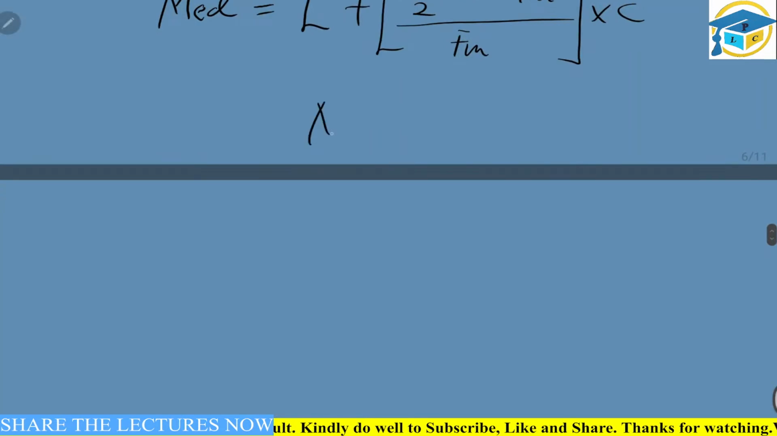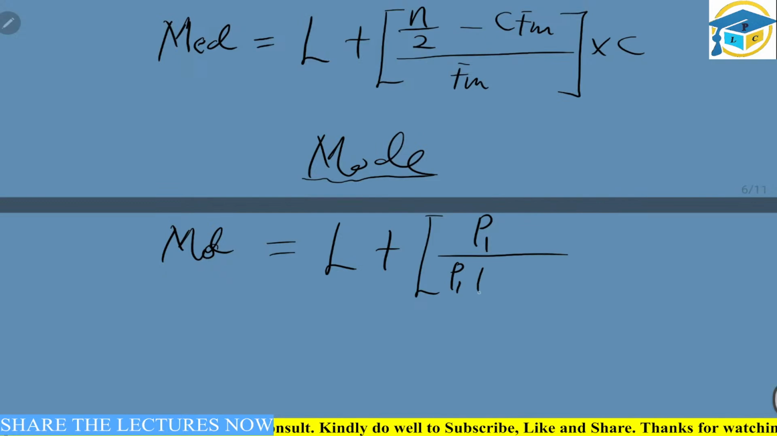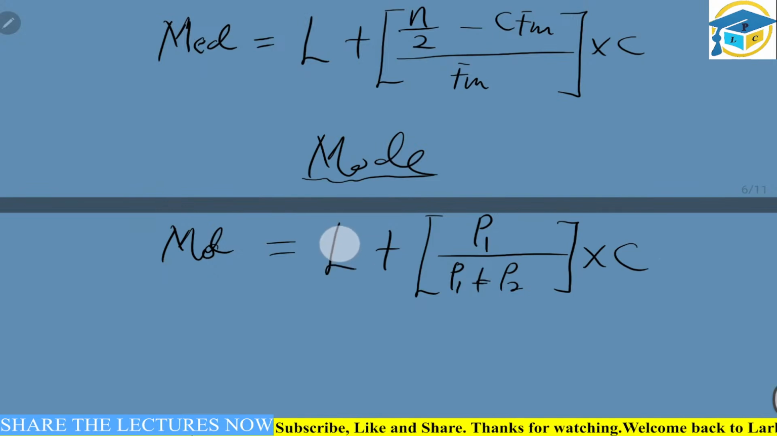With the mode too, we also follow the same pattern. Instead of the lower class boundary of the median class, it is going to be the lower class boundary of the modal class. Simple, right? So L plus open brackets P1, and I will explain these values, divided by P1 plus P2, and then all multiplied by C. So now you know that L represents the lower class boundary of the modal class.